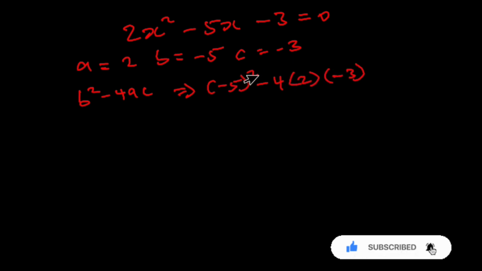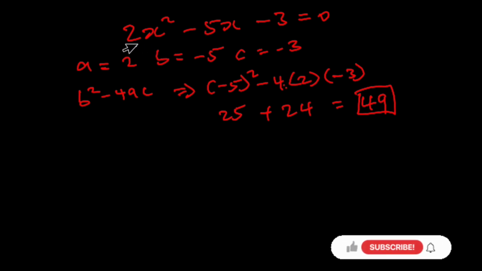So negative 5 squared is equal to 25, then minus 2 times 4 is 8, 8 times 3 is 24, then minus times minus is plus, so we have 24 here. 25 plus 24 is equal to 49, which is again a perfect square. So this equation can be factorized. So let's start the factorization.